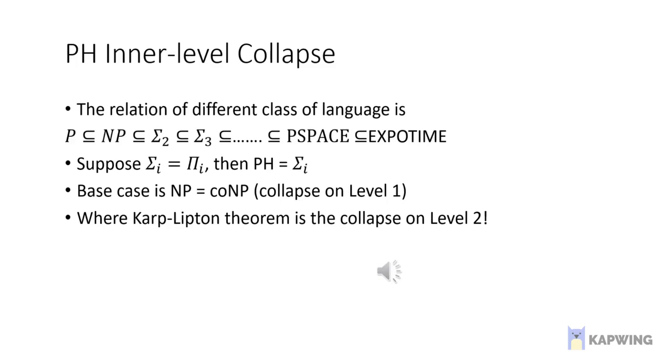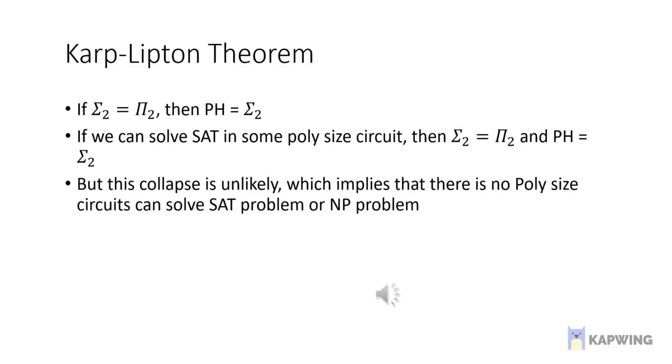The Karp-Lipton theorem is basically the collapse on level 2. It says that if we can solve the SAT problem in polysize circuits, then level 2 collapses, which means the entire polynomial hierarchy collapses into level 2. But we generally believe that this kind of collapse is unlikely, which implies that there's no polysize circuit that can solve the SAT problem, or NP problems in general.